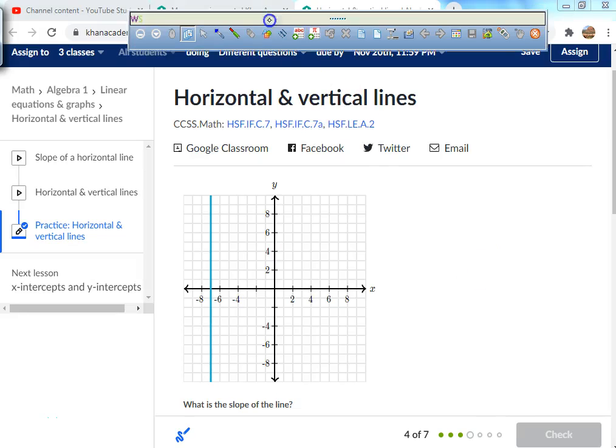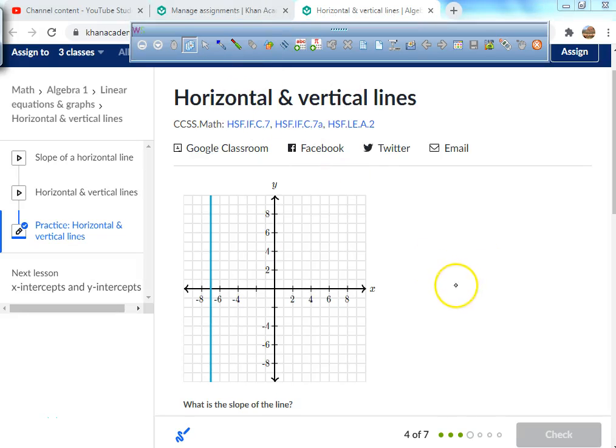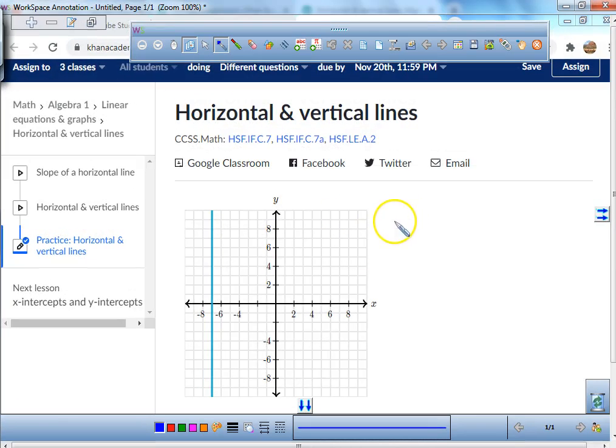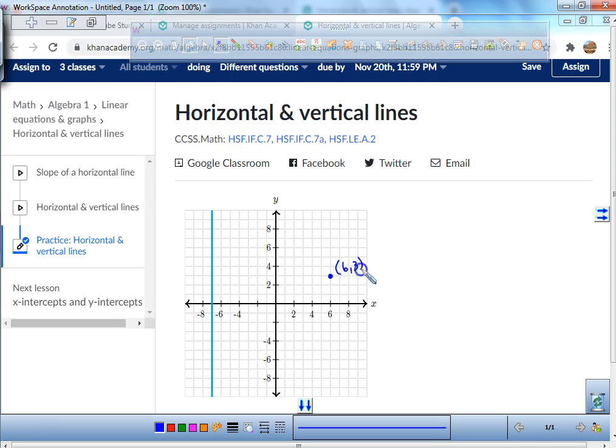Alright, so this video is going to be talking about horizontal and vertical lines. I'm going to use this little graph as an example. I'm just going to plot an ordered pair, just a random ordered pair. Let's do it down right here. Yeah, that's a better one. Now this ordered pair is at a 6 and a 3.